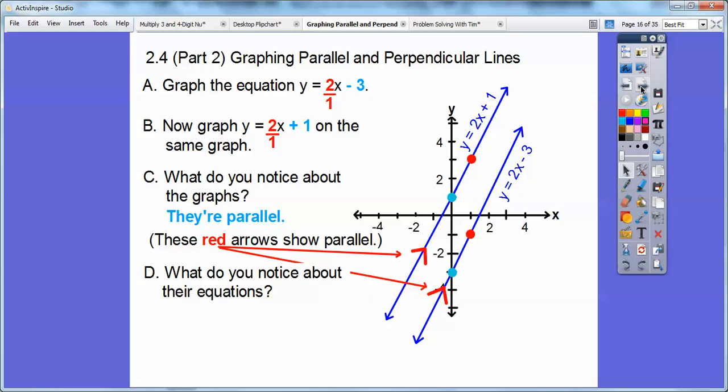So what did you notice about their equations? Let's take a look at these equations. y equals 2x plus 1, y equals 2x minus 3. Well, they have the same slope, the same slope as this red 2 right here. If they have the same slope, that's why these lines are parallel, because you can just keep going up 2 over 3, up 2 over 3, and it's going to have the same slope.